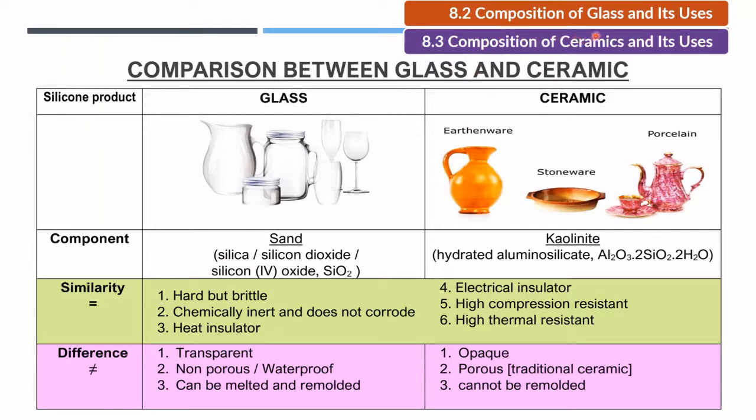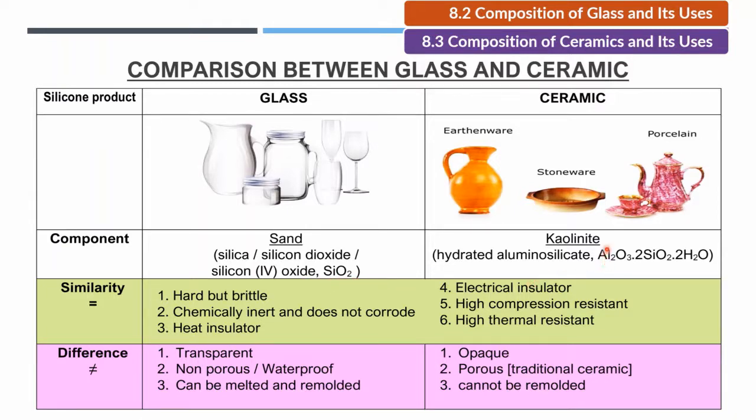8.2 composition of glass and its uses, 8.3 composition of ceramic and its uses. Now we compare between glass and ceramic. Glass and ceramic, both of them are silicone products. We'll look at their components. Glass component is sand, or known as silica, or silicon dioxide, or silicon(IV) oxide, with the formula SiO2.